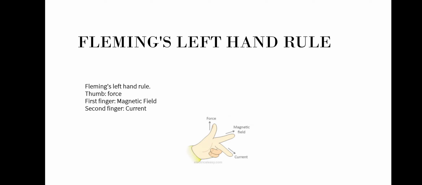Next is Fleming's left hand rule. So for this, the thumb shows the force, the first finger shows the magnetic field, and the second finger shows the current. So to determine the direction of the force or the magnetic field, you can use this rule.